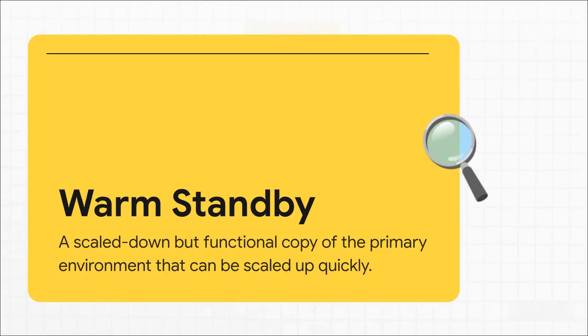Think of it like this. You have a miniature version of your entire application running 24/7 in a separate location. It's fully functional, data is constantly flowing to it, but it's running on smaller, cheaper hardware just to save money. Then, when disaster strikes, the plan is to just flip a switch and scale it up to full production size.